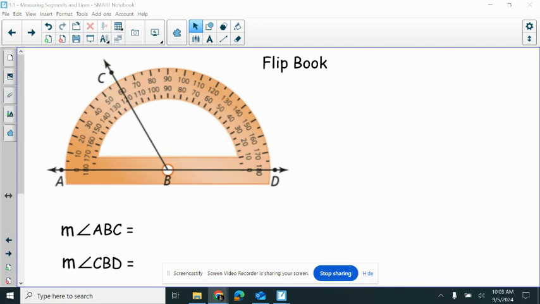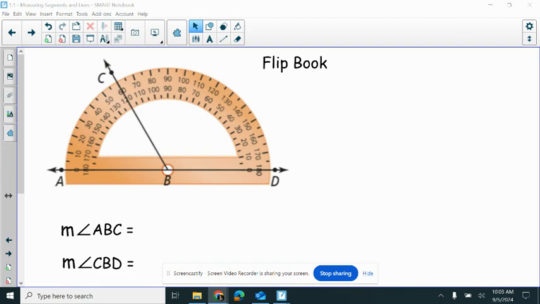This is Mr. Wright. Today we're going to look at how to read and use a protractor. So if you look at the example on the board, we have a picture of a protractor. The first thing we're going to do is look at how we can read these angles on it.